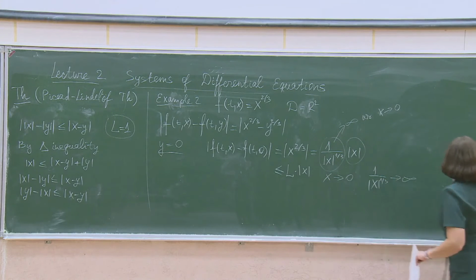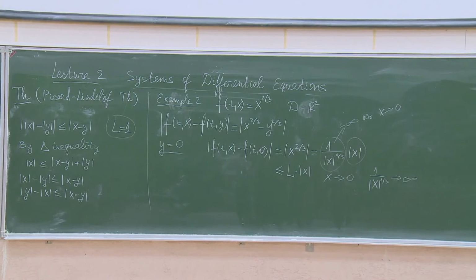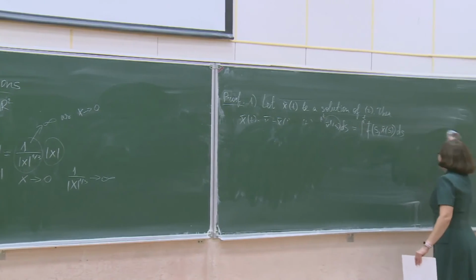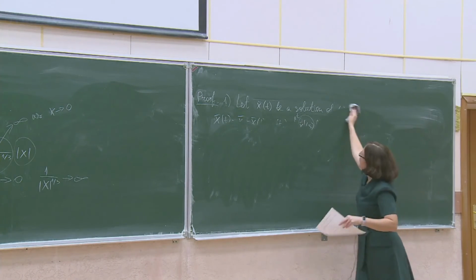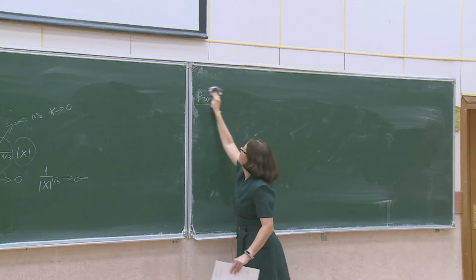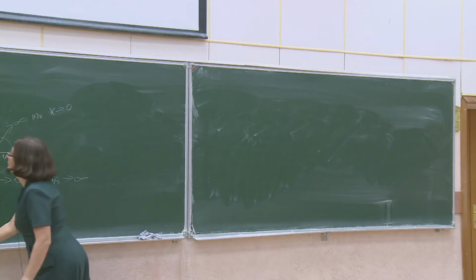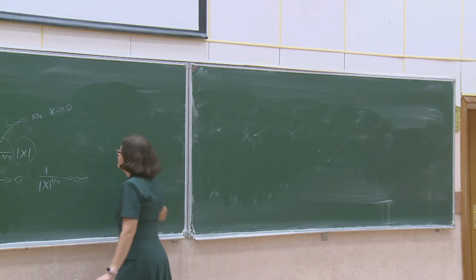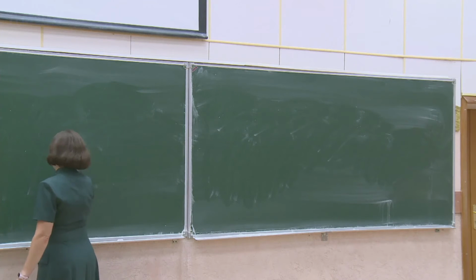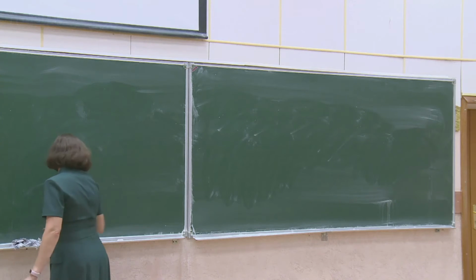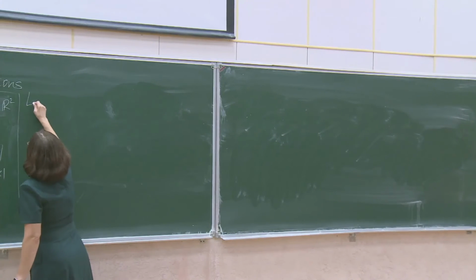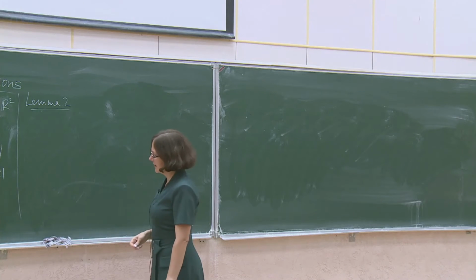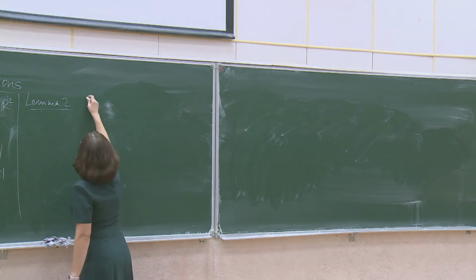Now we have not much time, so I think I will state a lemma without proof, because we need to prove two other important statements. So I will state a lemma without proof because we have no time to prove it. It takes time. Lemma 2 is this.